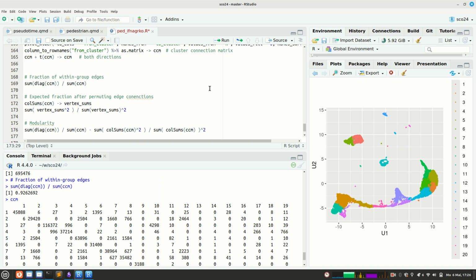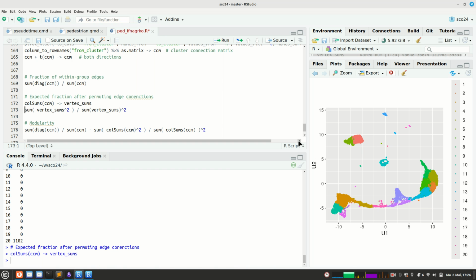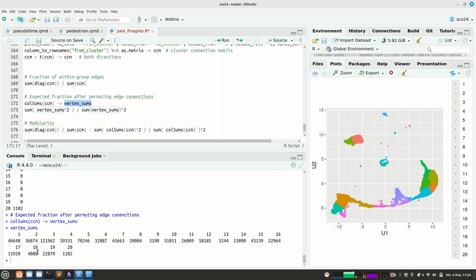And now I ask, what happens if I permute these edges? What I now do is I first go back and calculate my word and calculate the column sum. So I again ask for each group, how many vertices come out of this group? So what's the sum of the degrees of all the vertices in there? And now I can ask, how does this work?